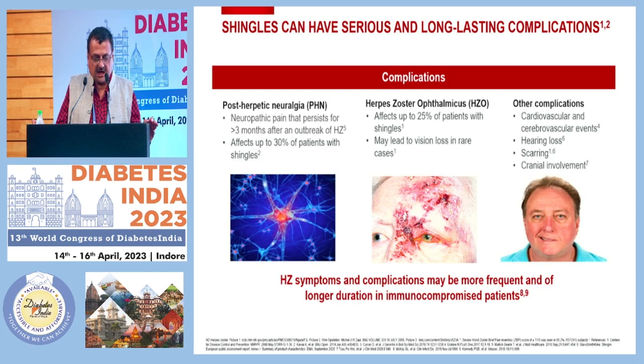Then, herpes zoster ophthalmicus affects up to 25% of patients with shingles and may lead to vision loss in rare cases, although it is a rarity. The other complications, which I have already told, are cardiovascular and cerebrovascular events, hearing loss, scarring, and cranial involvement. So these two, post-herpetic neuralgia and zoster ophthalmicus, are more common.